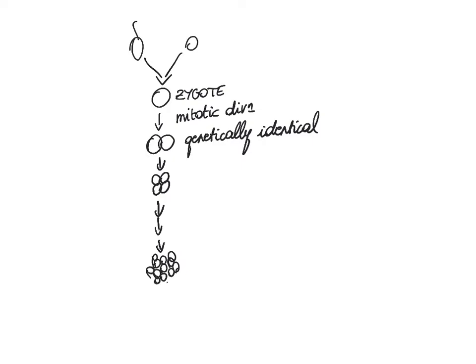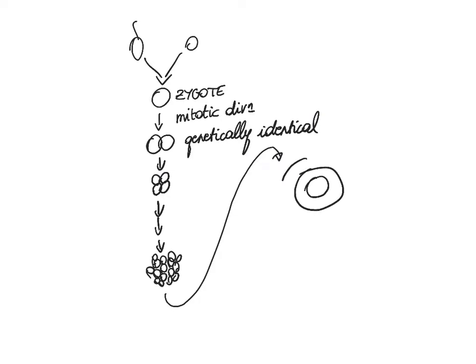All right, this is pretty much how it works in vertebrate organisms, and eventually, and I'm going to keep this very super simplified, eventually this big ball of cells is going to start arranging itself in layers. And so we're going to see three layers. This is all in the embryo.